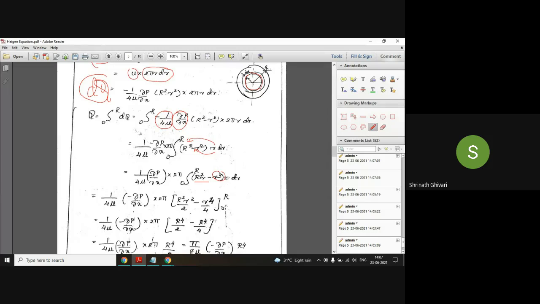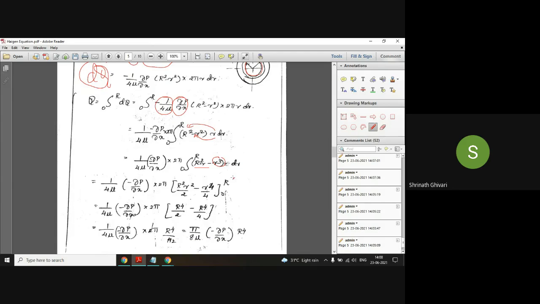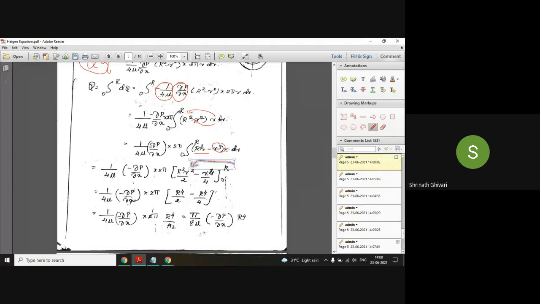So 1 by 4 mu minus dou p by dou x into 2 pi. When I integrate it, what will it be? R square into r square by 2, minus r raised to 4 by 4. Now, when I take the limits from 0 to R, this r square will become capital R square. Therefore, R raised to 4 by 2 minus R raised to 4 by 4.